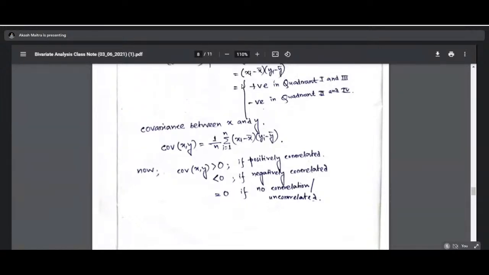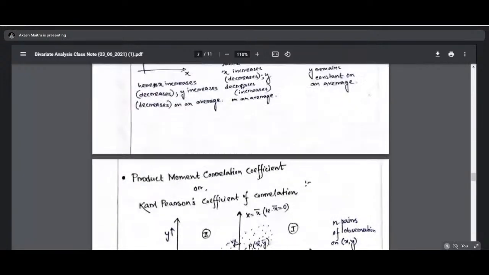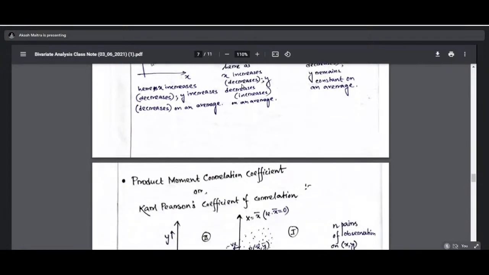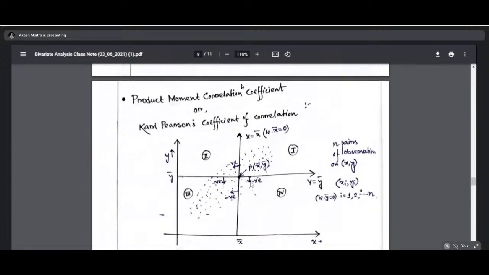So what does it mean? Covariance xy is greater than 0 if positively correlated. You have already learned that positive simple correlation means a positive slope. Negative simple correlation means a negative slope, and no correlation means there is nothing to tell about slopes. In this figure, if the data points are more in quadrants 1 and 3, we will get more positive results, and quadrants 2 and 4 will give us negative results. So consider it as a positive simple correlation.